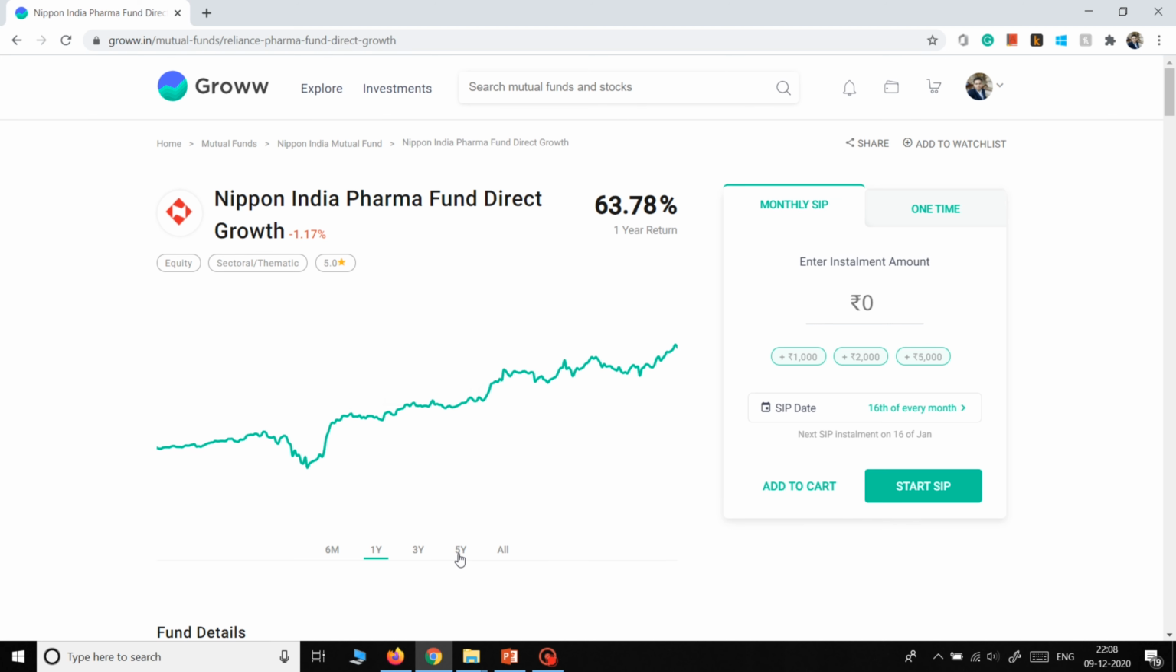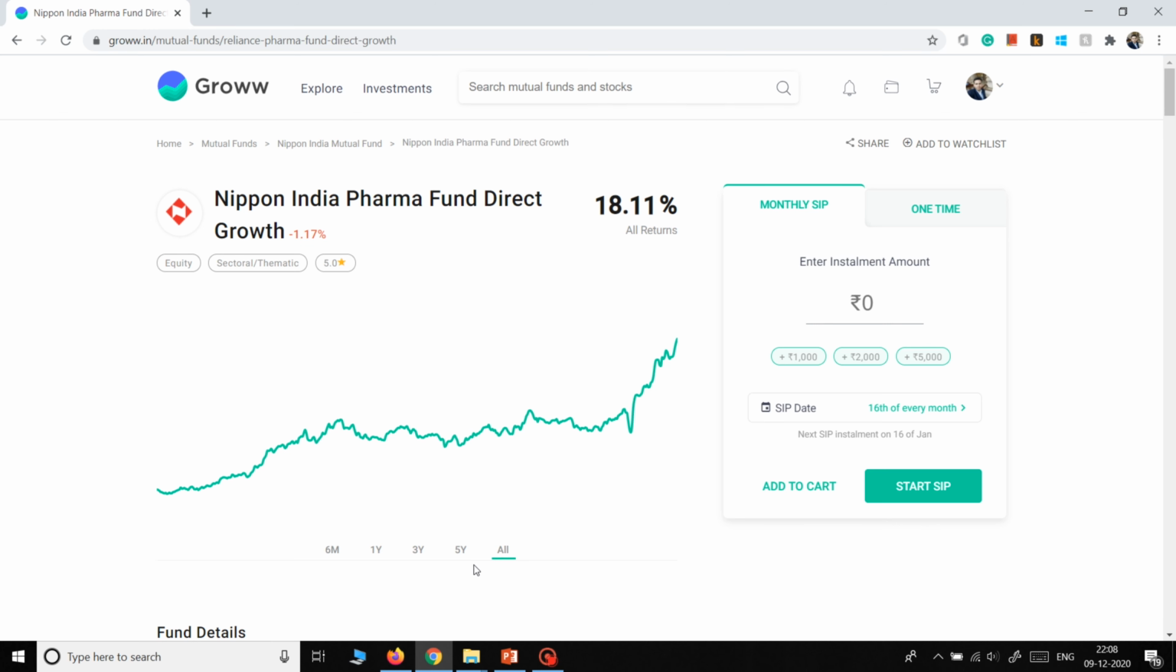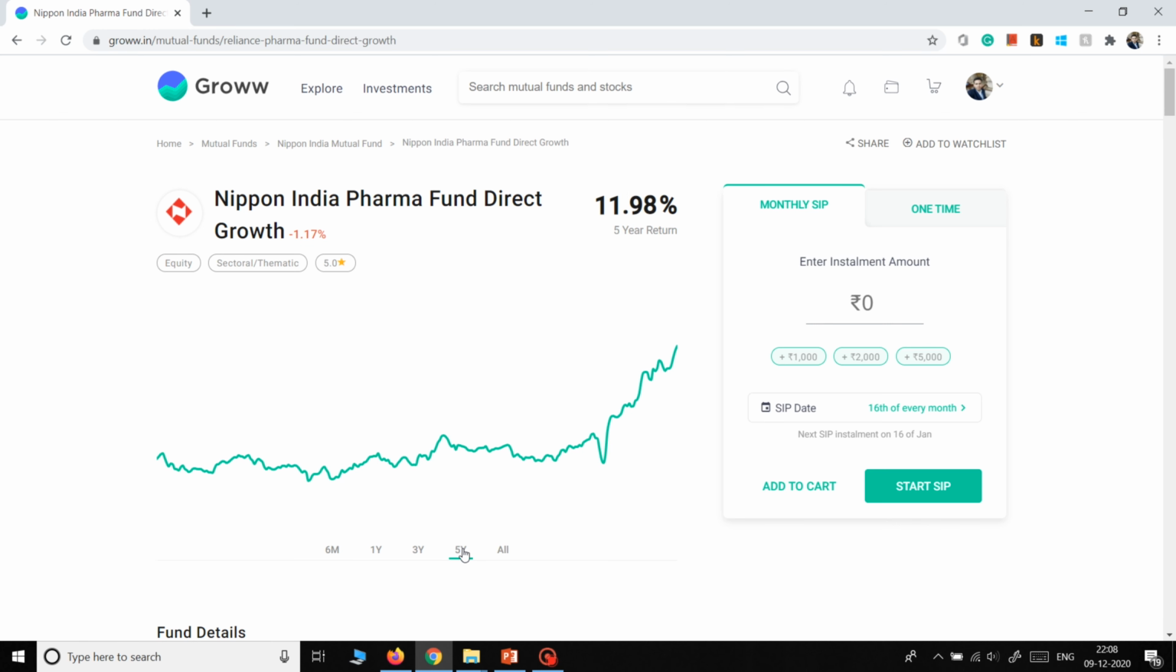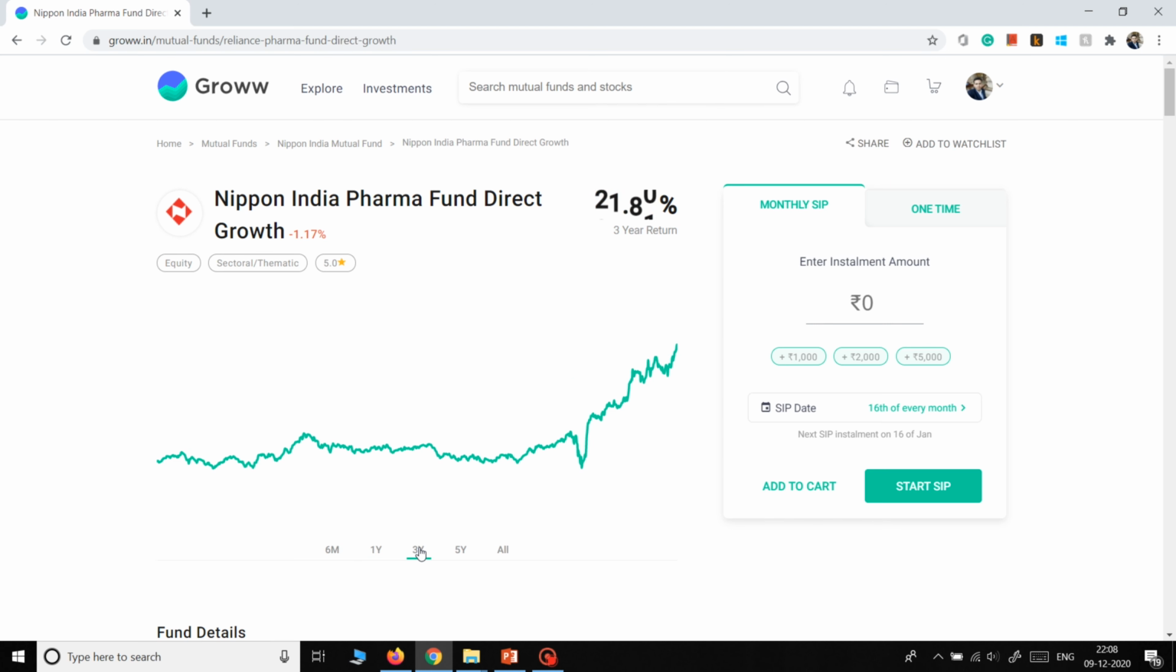If you look at their 5-year return, it is just 12%, and all time return is around 18%. So you can see that though it's a good return, I'm not declining that, but most of the return came in just the last 1 year, and that is because of a special incident called coronavirus. So you have to understand such things before investing.